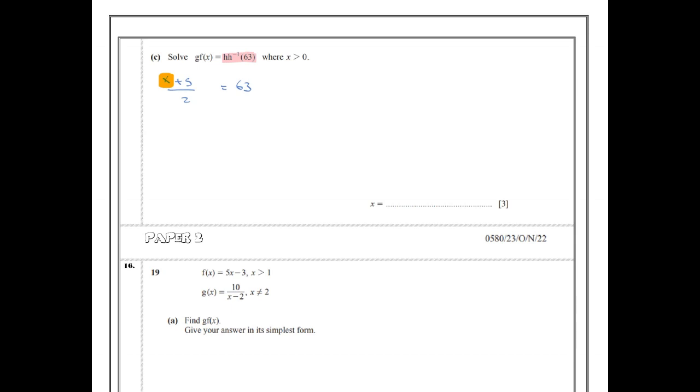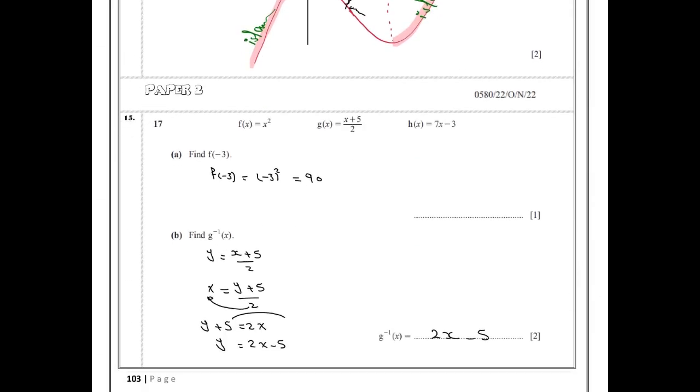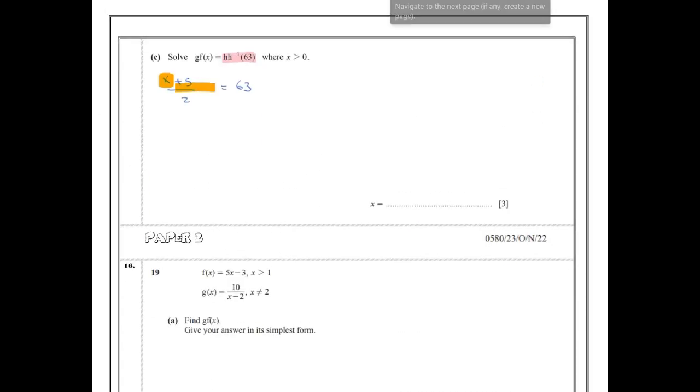The function f is equal to x squared. So x squared plus 5 over 2 equals 63.